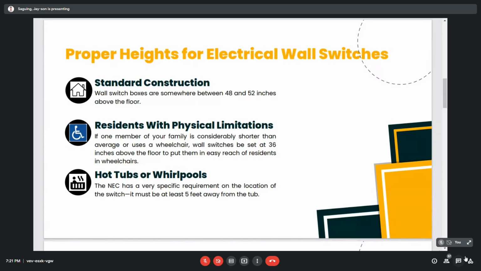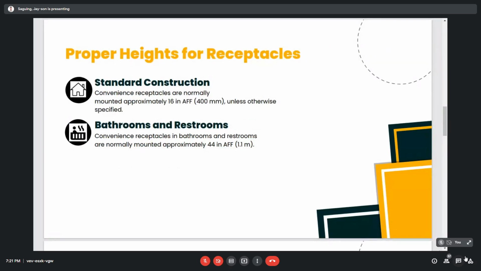So next. Next is proper heights for receptacles. This is basic. For standard construction, convenience receptacles are normally mounted approximately 16 inches above finished floor or 400 millimeters unless otherwise specified. You can see that receptacles are low, near the bottom. These are standard, 400 millimeters.